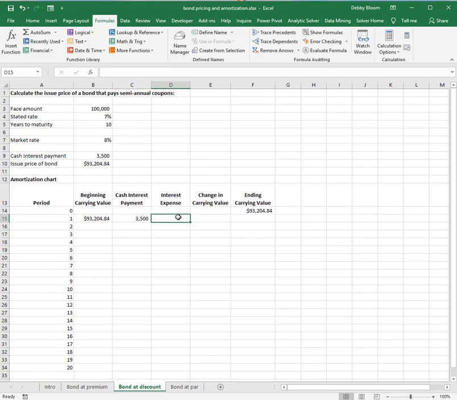Now I'm going to calculate my interest expense. My interest expense, type an equal sign, click on the beginning carrying value, take my beginning carrying value, multiply that by the market rate, 8%. We're going to hit our F4 key on the keyboard to turn that into an absolute cell reference because we only have 8%. And then we're going to divide by 2 because period 1 is 1/2 of a year. We have 20 periods over 10 years, so each period is 6 months, earning 1/2 of a full year's interest.